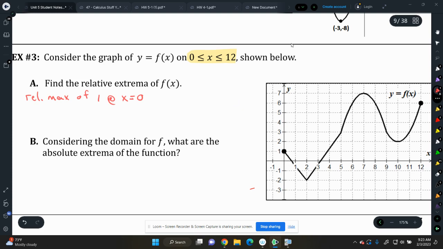Okay. How about at this point here? It's a global or absolute. I like to say absolute, just because I confuse the global term. So we have an absolute minimum of -2 at x equals 2. Notice I'm not using a point. I'm not saying absolute minimum at (2, -2). I'm phrasing it this way to avoid any confusion.